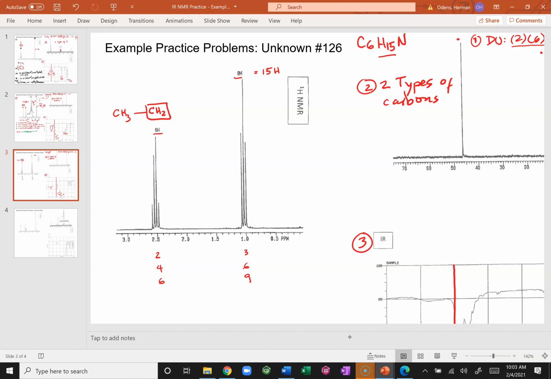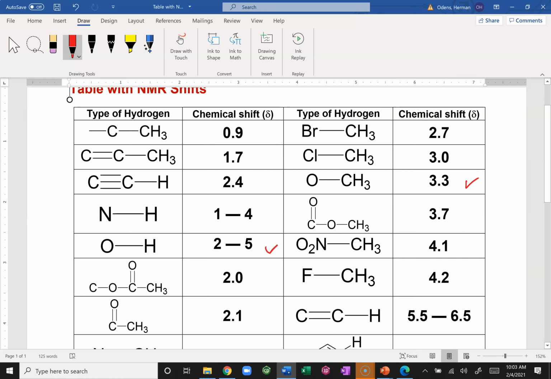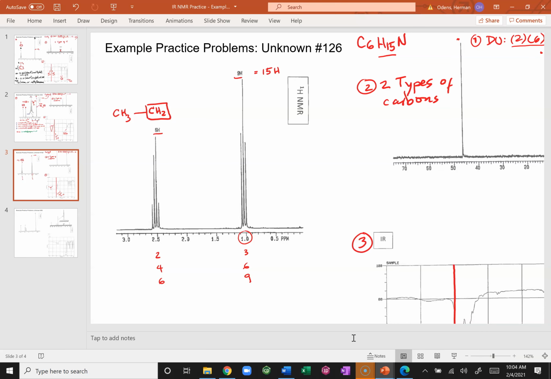Then we'll go to the next one. Also notice that this is around 1. This should ring a bell immediately. Anything around 1 has to be a CH3. You see? Piece all these things together. So, what is this group then? This will be a CH3 that's repeating 3 times, and it's attached to what? To a CH2. Because it's a triplet, so it has 2 neighbors. So 2 plus 1 is 3.